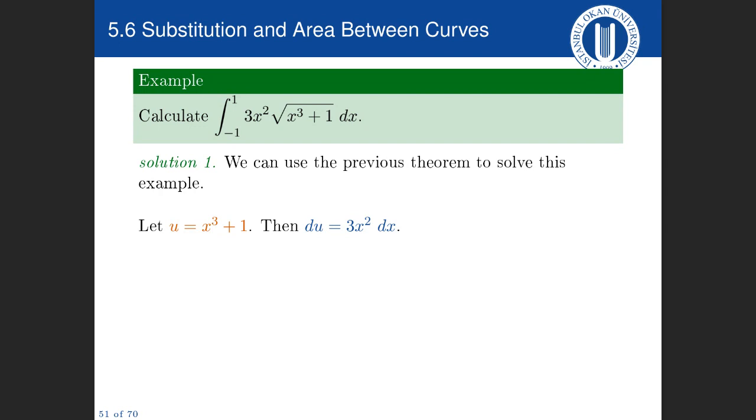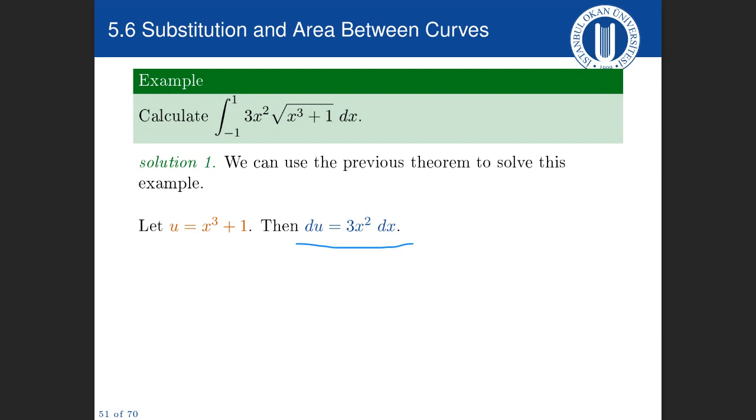Step 1, we need to choose a u. Looking at the integrand, I see there's a 3x squared there, and there's an x cubed plus 1. It makes sense to choose the x cubed plus 1. Why? Because when we differentiate it, we get the 3x squared. Step 2, we do du is du/dx dx, or 3x squared dx. And we have that in our integrand.